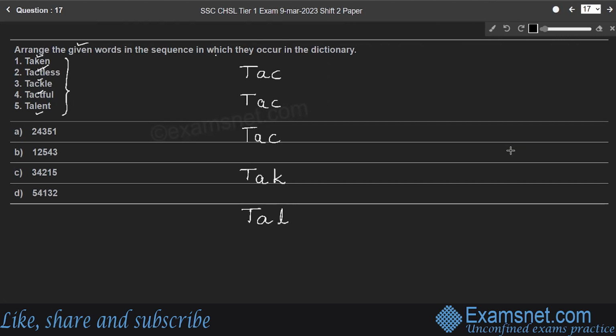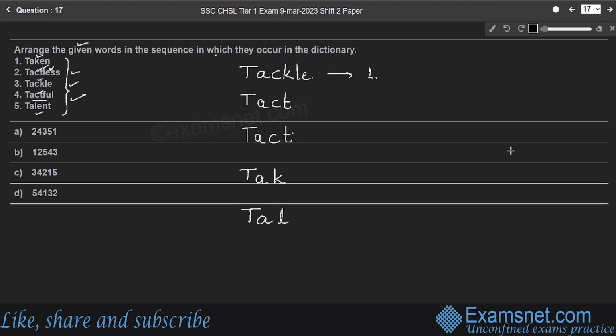So consider the fourth letter of the second, third, and fourth words. After C, T, K, and in tactful, T again. K comes before T, therefore TACK, and the remaining you can write TACKLE. Tackle is the first word in the dictionary, whereas the second word is TACT. So which are common?